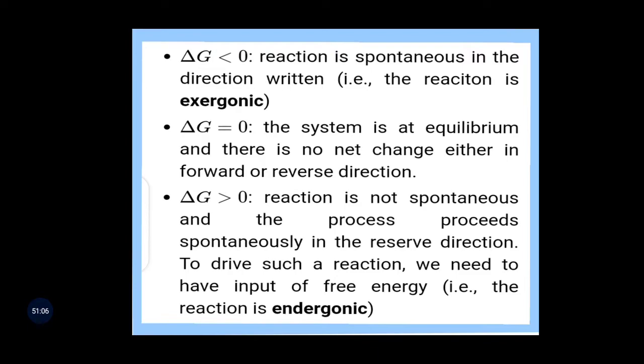Then when delta G equals 0, if delta G is not negative nor positive, it is equal to 0, that means the reaction is at equilibrium. So there will be no net change, either in forward or backward reaction. But when delta G is greater than 0, that means delta G is positive, then the reaction will be non-spontaneous, and that shows endergonic. That means enthalpy there is endothermic, it's absorbing energy.